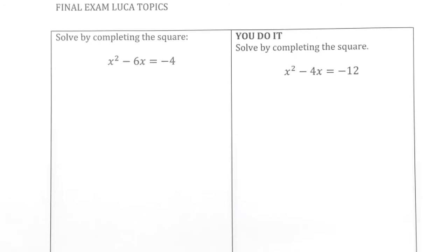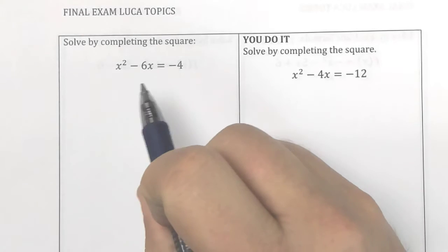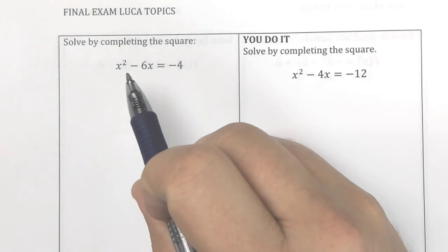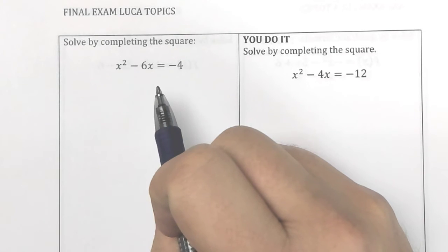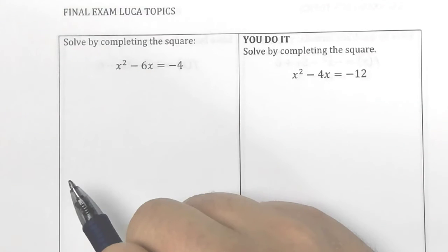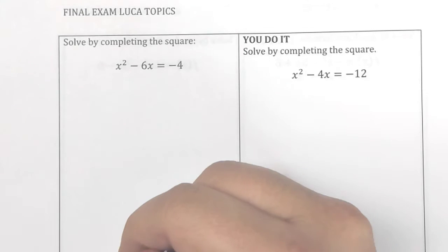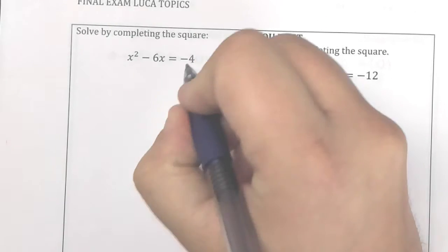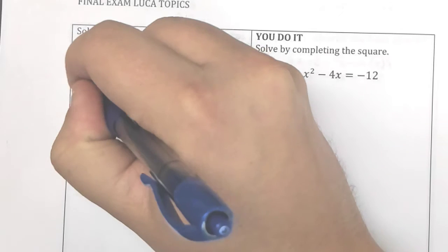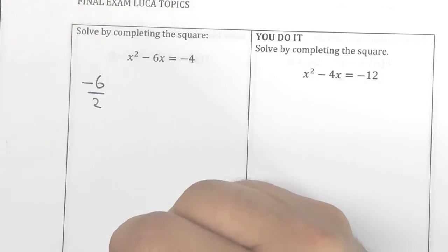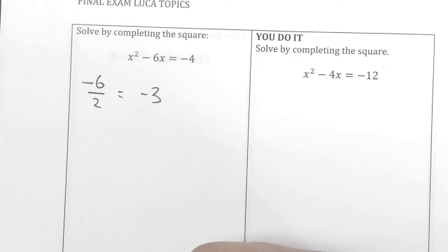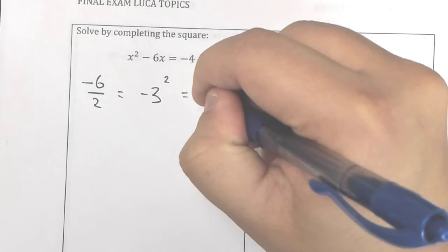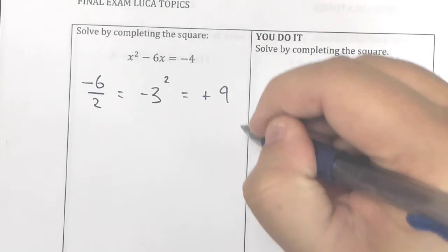So to solve by completing the square, this is already done for us. We want the x's on one side, your x squared and your x, and the whole numbers on the other. In this case, this is already the way we want it. Now, the rules for completing the square. You take your middle number, which is a -6, and you divide that by 2, which equals -3. Now you're going to square that, and that is going to get you a +9.